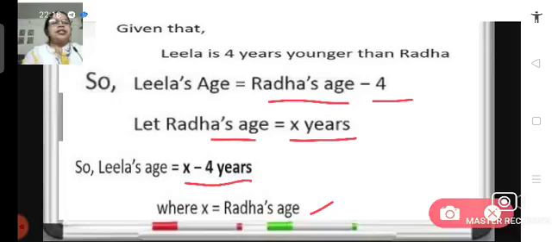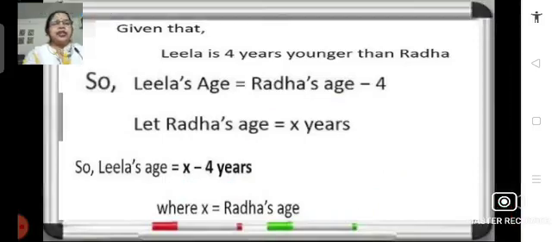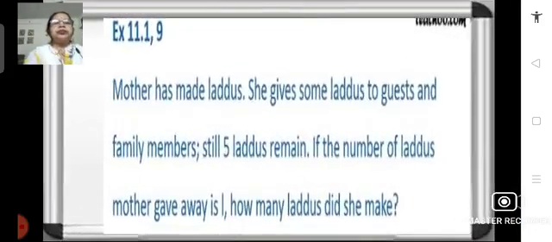Suppose Radha's age is 12 years. Suppose X is 12. Then what will be Leela's age? It will be 12 minus 4, that means 8 years. So we can take Radha's age as 16 years or 10 years, and then we can find out Leela's age. X is the variable, that is Radha's age. Now let's move on to the next problem.